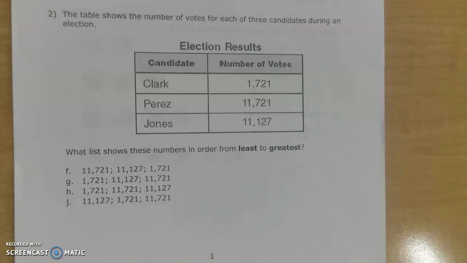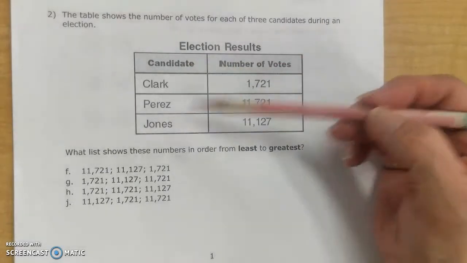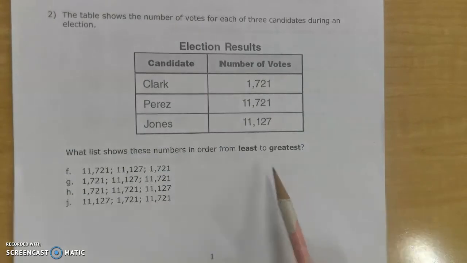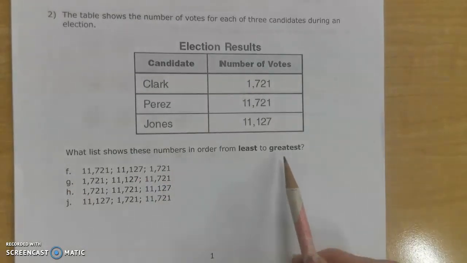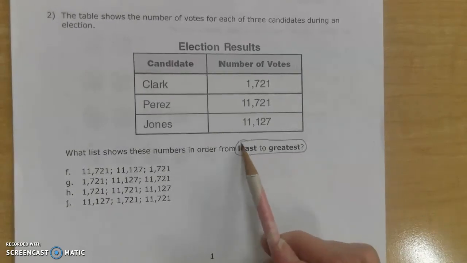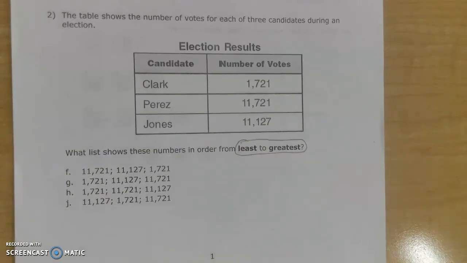The table shows the number of votes for each of 3 candidates during an election. And then you have these candidates and the number of votes. It says which list shows these numbers in order from least to greatest. I always like to circle least to greatest to make sure that I don't make that careless mistake where I do it greatest to least.